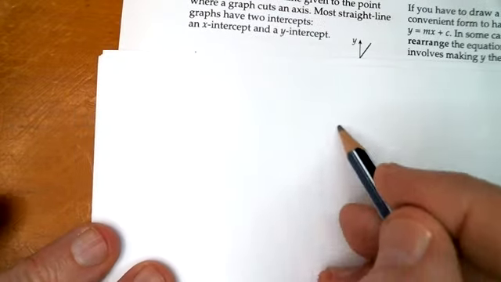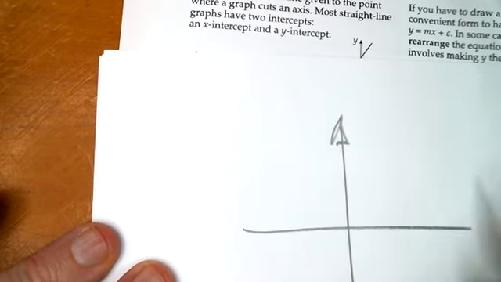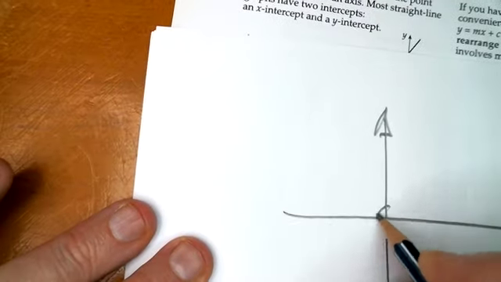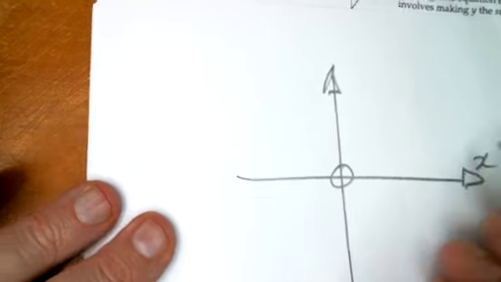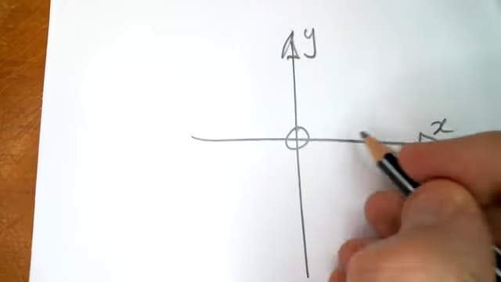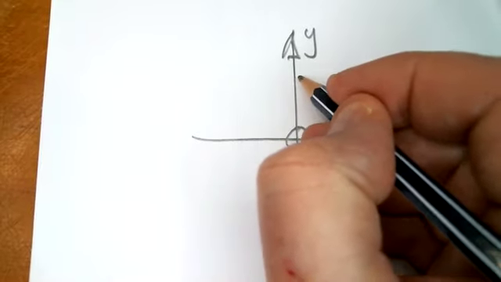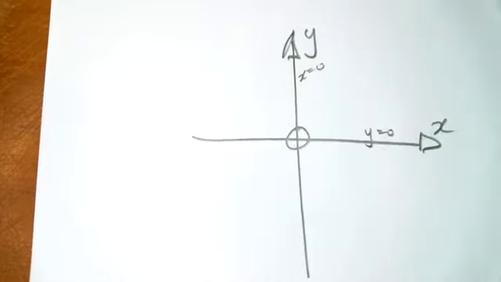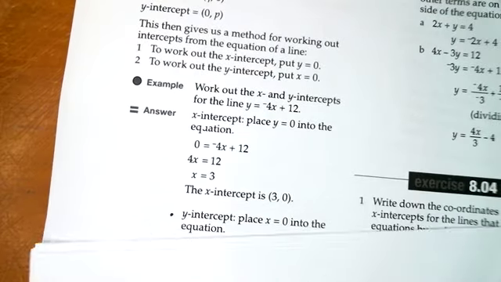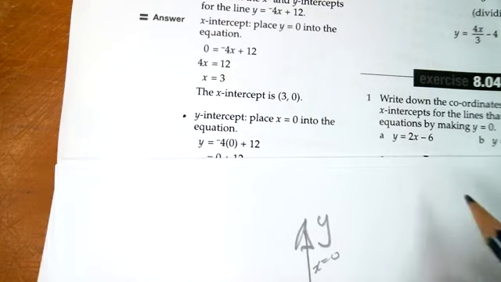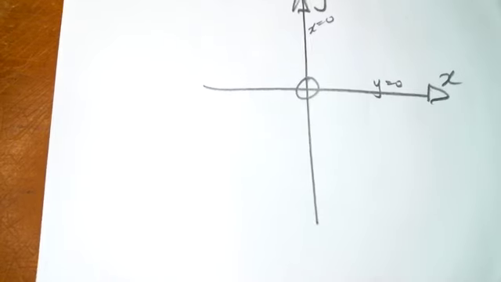So here, of course, were our axes, and we've got a point here. This, of course, is our x-axis and the y-axis, but of course the x-axis is the y is 0 line, and the y-axis is the x is 0 line. And this has significant import when we get to these ones here. Y is 2x minus 6. Let's have a look at that one.